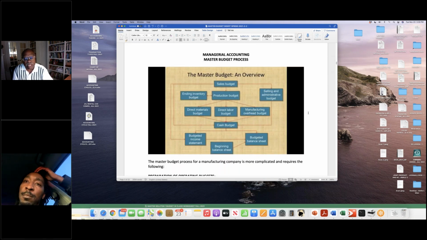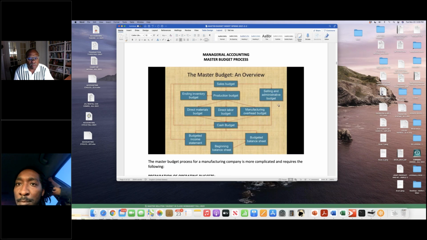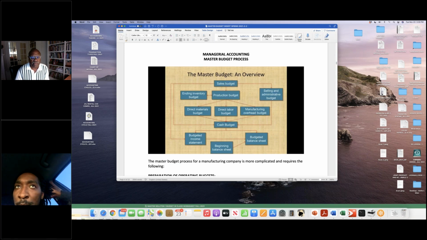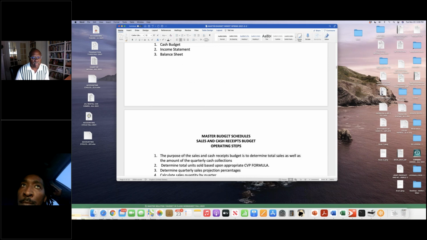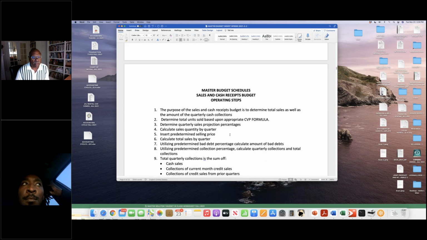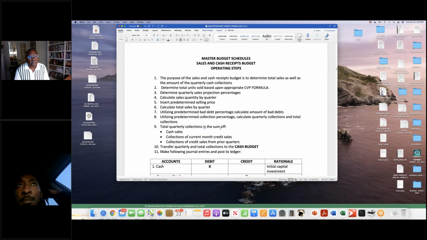Now, when we have a manufacturing company, it's a little more involved. And so what we want to concentrate on today, once again, is the sales budget. And how do we get to the sales budget? Now, in your handout, we have all of these budgets, and we may get back to some of those today, but we're going to work through the sales budget again. And the most important budget, of course, is sales and the receipts that you're going to get.